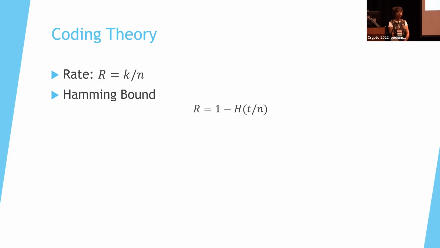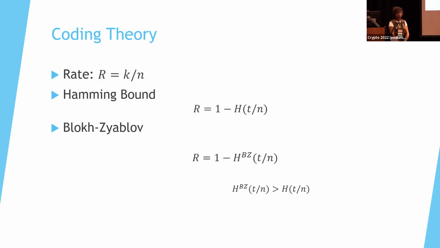Unfortunately, we only have inefficient codes that meet this Hamming bound. Efficiently, we meet this slightly weaker Bloch-Zyablov bound, which says that the rate is equal to 1 minus H_BZ, where this H_BZ term is slightly larger than Shannon entropy.